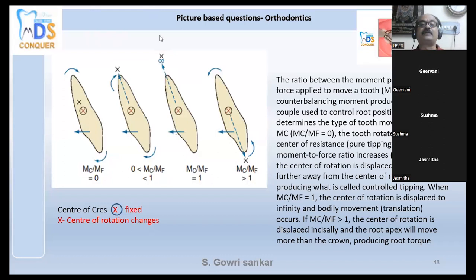This center of rotation is nothing but the point where the initial and final lines drawn through the center of the long axis of the tooth meet. Can you see all these points marked X in the round are constant? They have not changed. This constant position, as we have discussed, is called the center of resistance. Whereas this X point, which is not in the round, is constantly changing from here to here, from here to here. It is called the center of rotation.